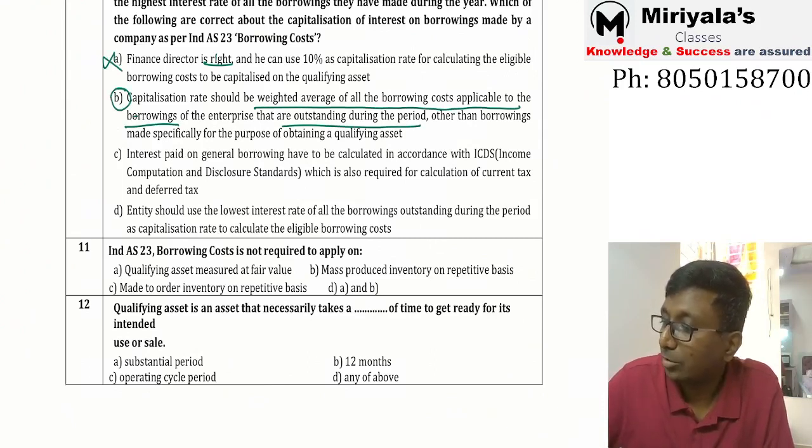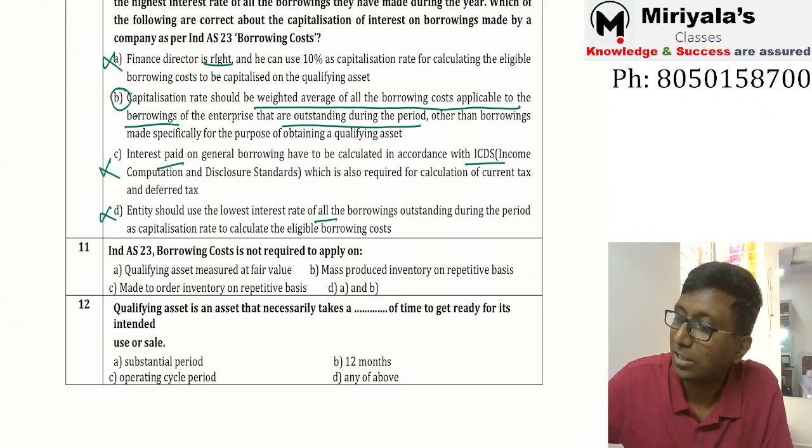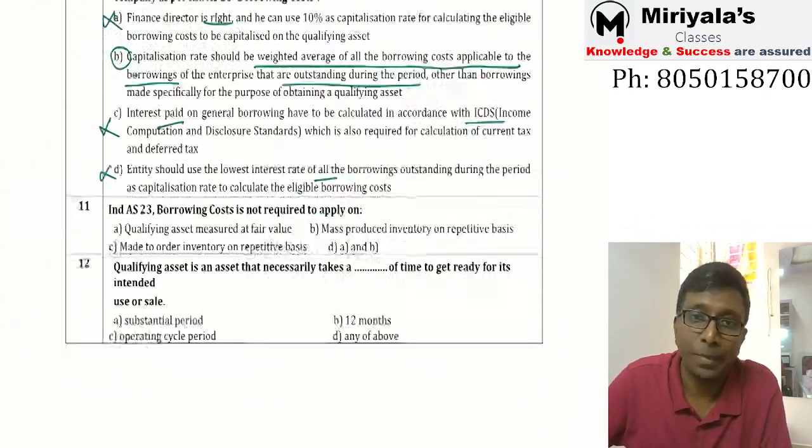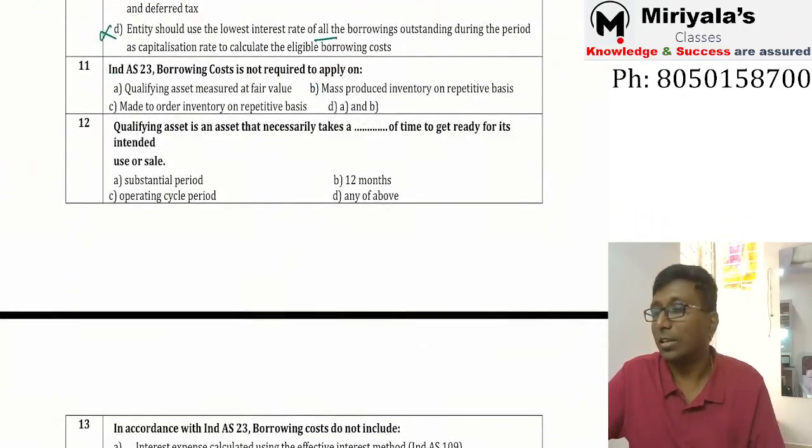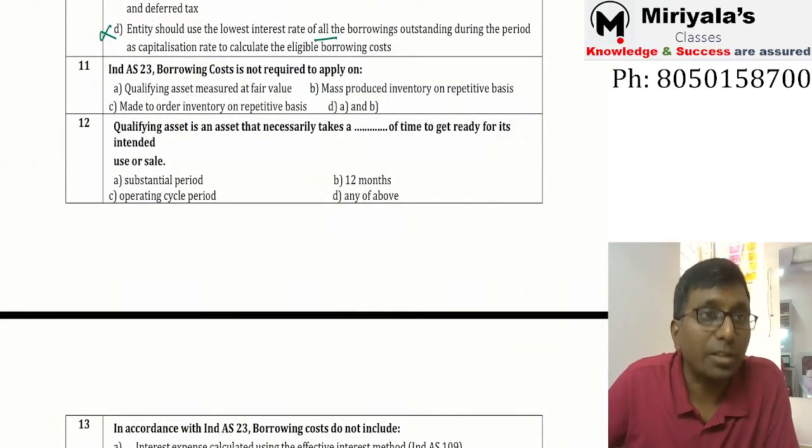Interest paid on the general borrowing in accordance with the ICDS. Why would the Income Tax Department Act come into the picture? Entity should use the lowest interest rate of all. Why lowest? Because he told highest, though you are telling lowest. It is nothing lowest or highest, my dear. It is going to be the weighted average borrowing rate.